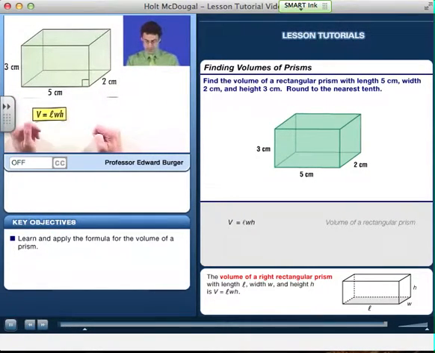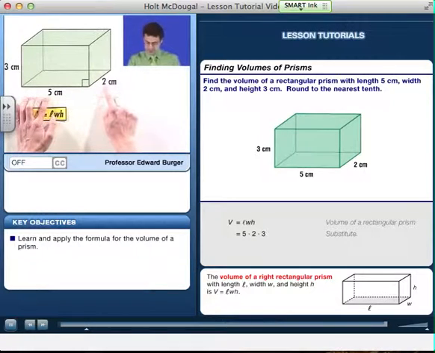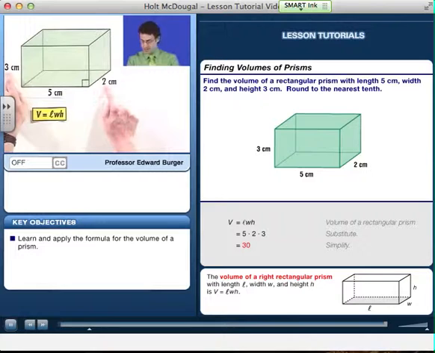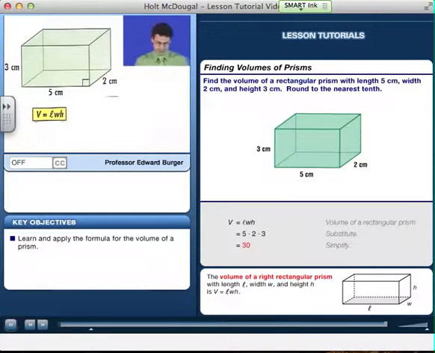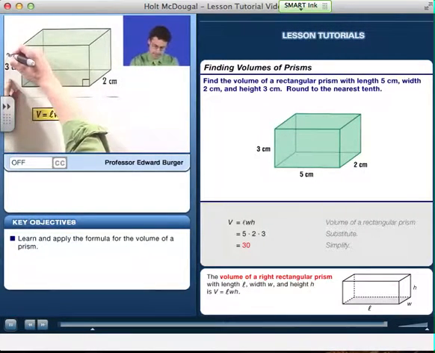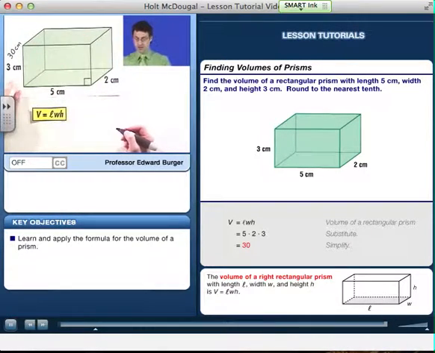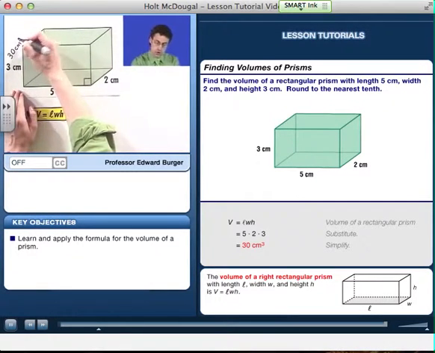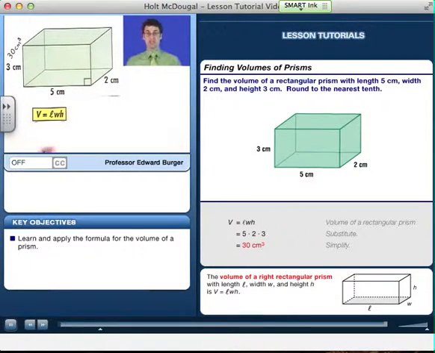What is the volume of this? Well, it's going to be 5 times 2, which is 10, times 3, which is 30. And so the answer is 30. And then what are my units? Well, they're centimeters, but now we've got volume. We've got length times width times height, so we have centimeters cubed. So the answer is 30 centimeters cubed. Okay, so that's not too bad.